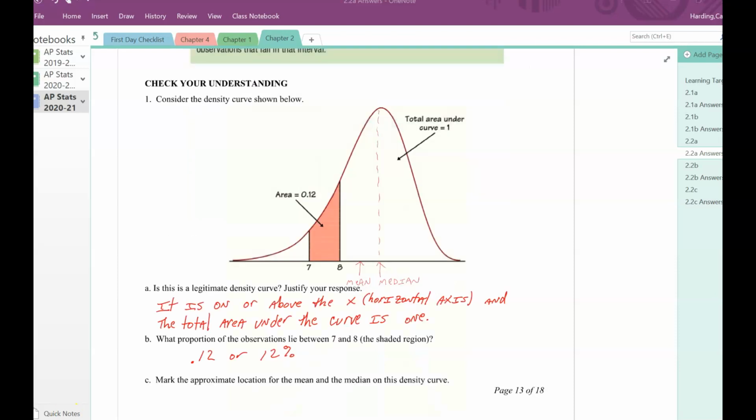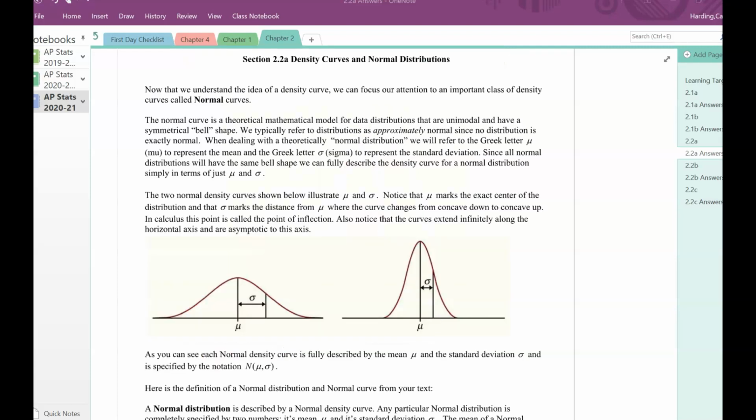Understanding. All right, so is this a legitimate density curve? It is above the x-axis and the total area is 1. What proportion lies between 7 and 8? You can see the area there says 0.12, so that's 12% of the data fall between 7 and 8. And you can see in there where the median and the mean are marked. These are not exact locations, but you should have the mean to the left of the median because this is a distribution that is skewed to the left.